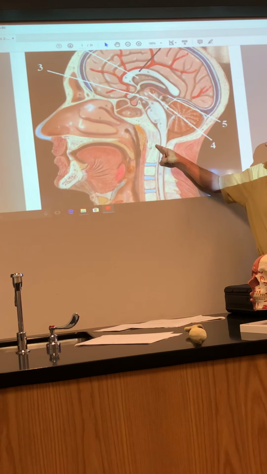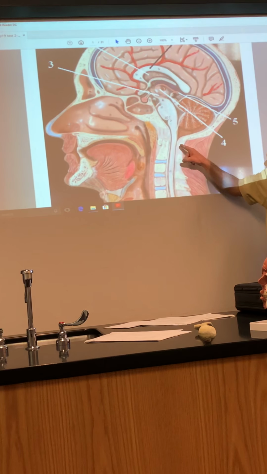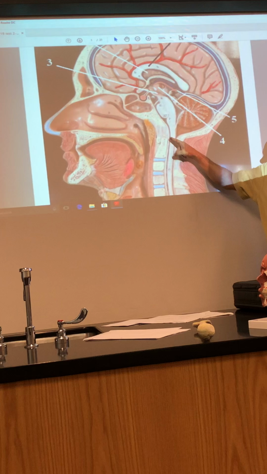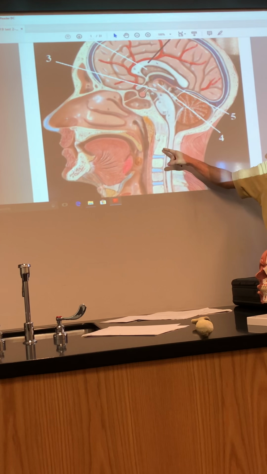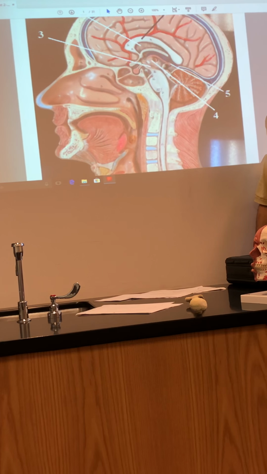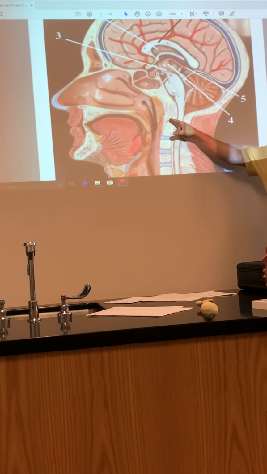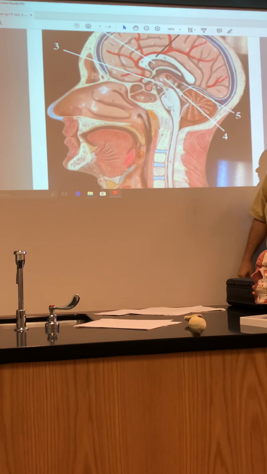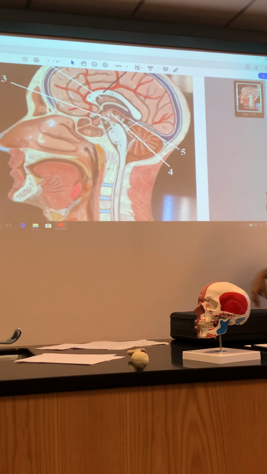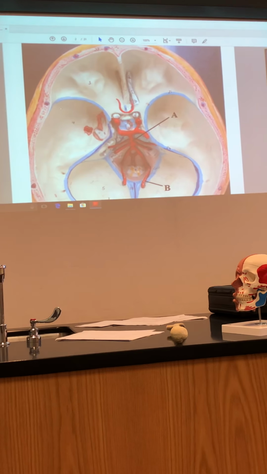So this right here is the dens. And you can see the atlas on both sides because they cut it. So here's the atlas, and here's the dens. So this is C2. Can you say dens, or do you have to say axis? Either or, doesn't matter. It's the same thing. And then atlas and then axis. Okay. That's that on that one. Go to the next picture.